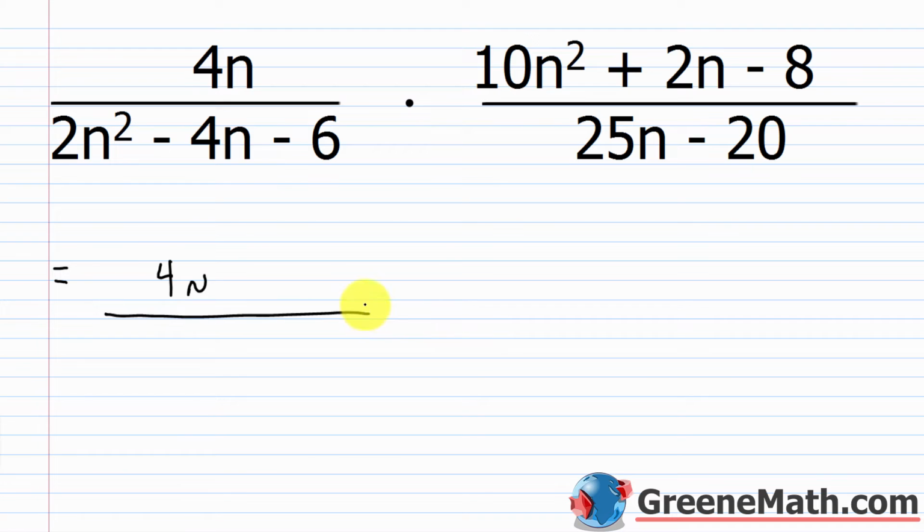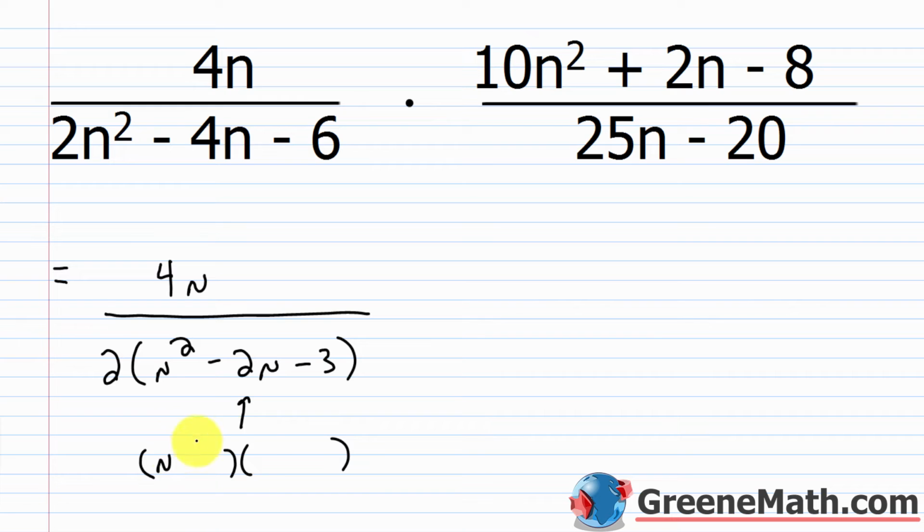So then over, here you have 2n squared minus 4n minus 6. So I'm going to start by just pulling a 2 out of there. And that would give me n squared minus 2n minus 3. Now I can further factor this. So this would be n and then n. So give me two integers whose sum is negative 2 and whose product is negative 3. So that would be negative 3 and positive 1. So let me erase this part and I'll drag this up here.